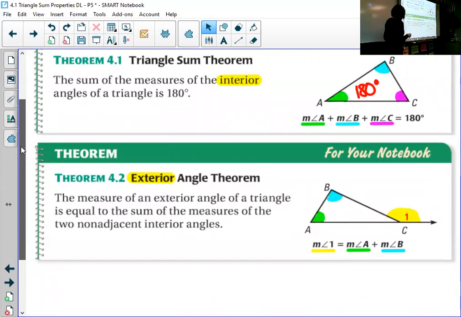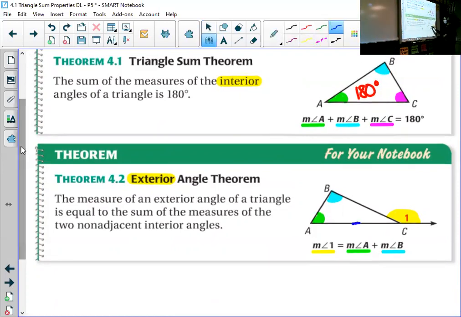The exterior angle theorem says that if you have an exterior angle, and notice that the exterior angle forms a straight line with the side of that triangle. So here is my exterior angle. The exterior angle is the same as when you add the other 2 interior angles that are not right next to that exterior angle. So you have to kind of go across to the other side of the triangle to get those other 2. They call them non-adjacent.